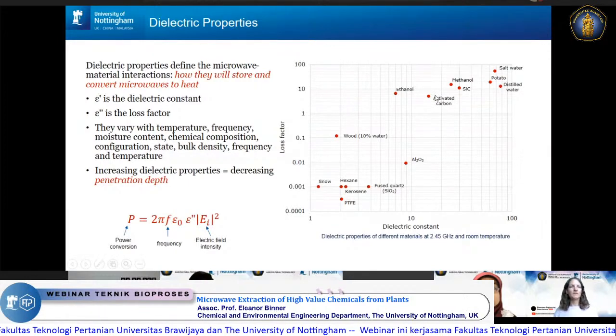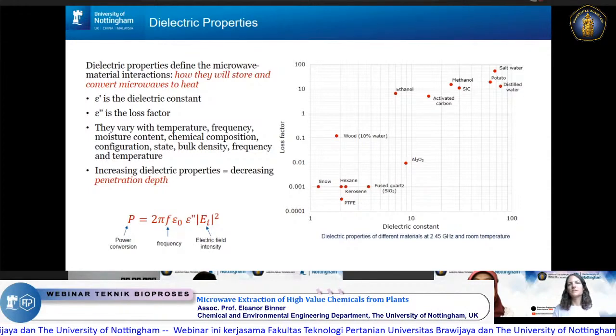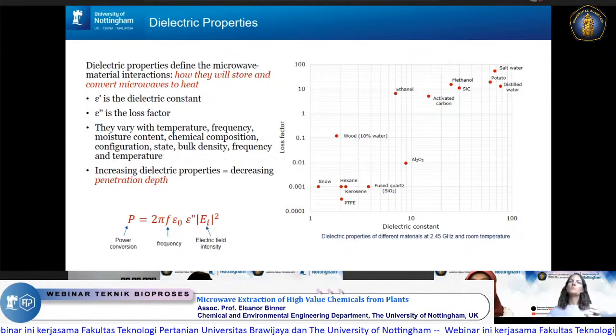And finally, on this slide, I want to show you this equation. So the power conversion, or the power density that is generated in a material, which as engineers you understand, delta Q equals MC delta theta. So the amount of energy that you put into a material is related to the temperature rise by the heat capacity. So this is the other side of that equation. This is the amount of energy that goes into the material. If you know this, you can work out the temperature rise if you know the heat capacity.